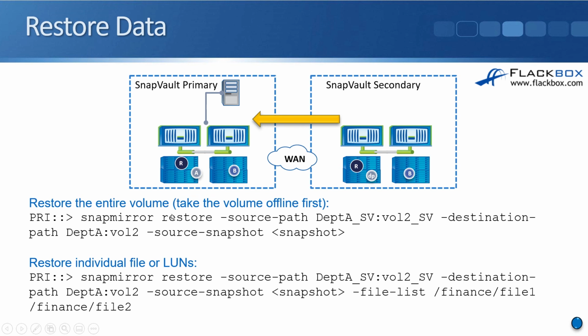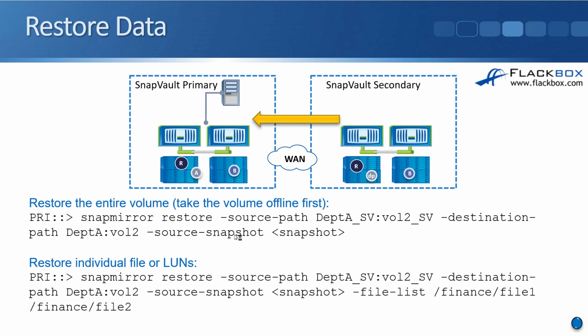So here we are going to be restoring some data back. The command is SnapMirror restore. Specify the source path. So that is the source SVM and the source volume on the SnapVault system. And then the destination path. This is the destination SVM and the destination volume that you want to restore to. And then you can specify the source snapshot, the snapshot that you want to do the restore from. This will restore the entire volume. If you don't specify the source snapshot, it will use the most recent one by default.